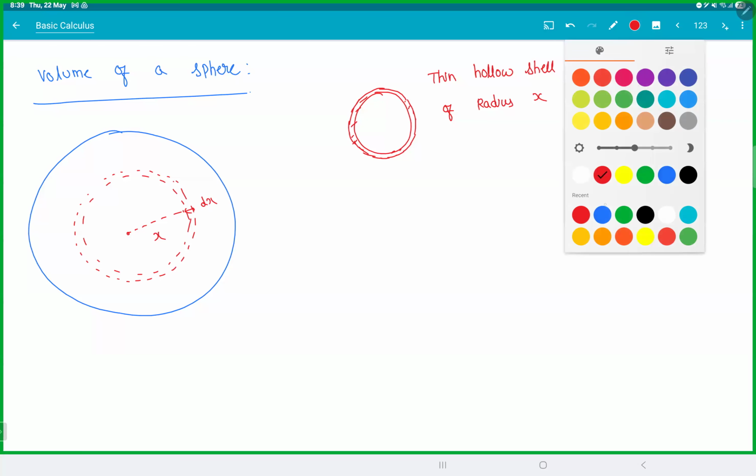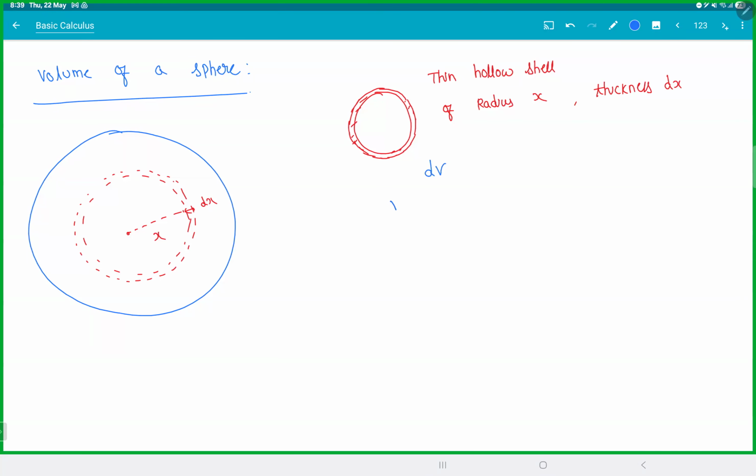So the volume of this thin shell, dV, is nothing but the surface area of the shell times the thickness. Do you guys agree with that? Area times thickness will give you the volume. The area of this shell is 4 pi x square and thickness will be dx. Any doubts on this part? Take the full surface area, and remember the thickness is so small that I can assume it like a flat thing and multiply by dx.